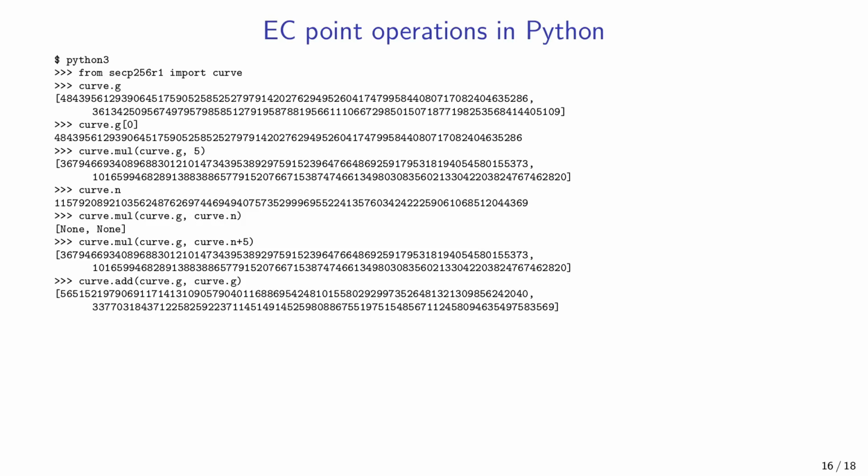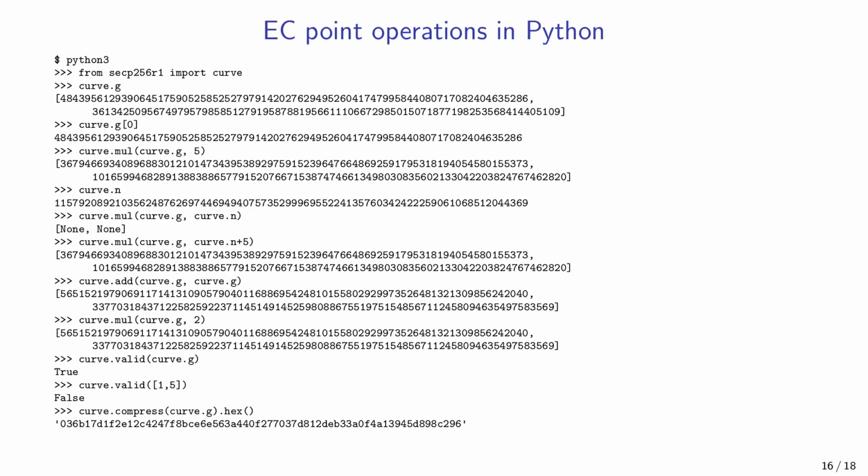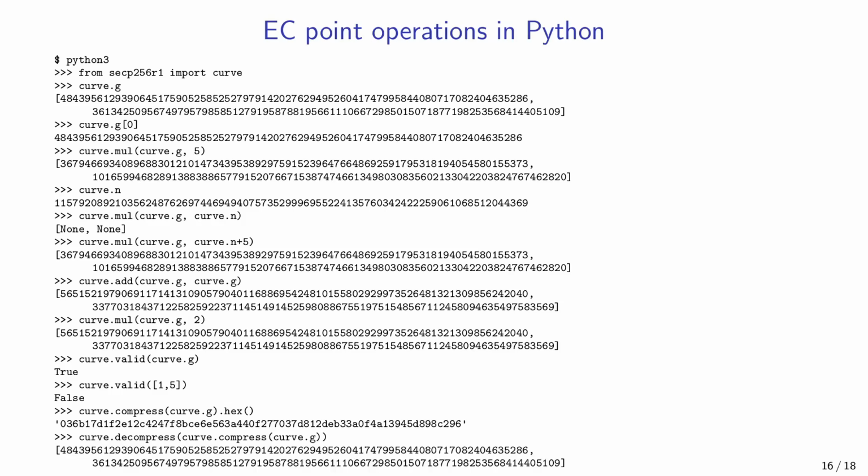To add 2 points together, we can use the add method. If the points are the same, it will internally call the double method, so there is no need to call the double method directly. Adding a point to itself is the same as multiplying the point by 2, as you see here. We can use the valid method to check if the point is on the curve. For example, this point is not on the curve. Then we can compress a point and decompress, but the point compression will not be necessary in the homework.